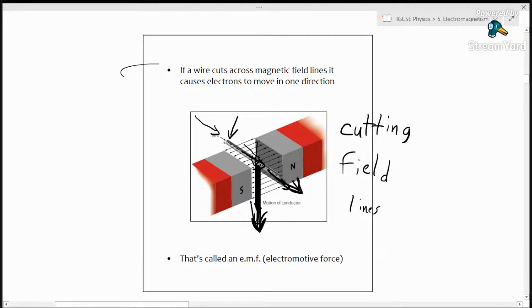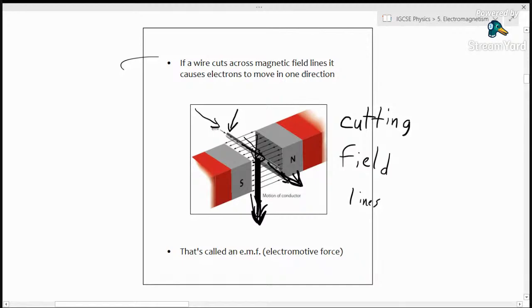Now, all the electrons in the wire are going to start moving in the same direction, and essentially that's an electric current. But really, it's the EMF, the voltage, that causes a current. Remember, you can't have a current without a voltage. So really what's happening here is that we say there's an EMF induced. Let's say this side of the wire becomes positive and this side becomes negative, and so the current is going to flow from positive to negative.